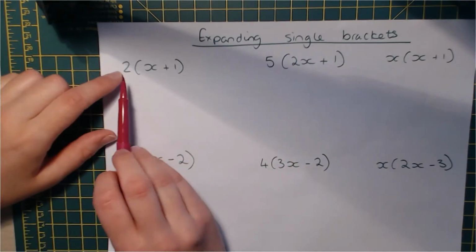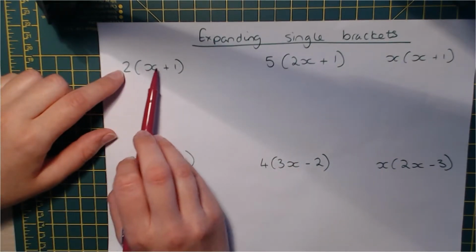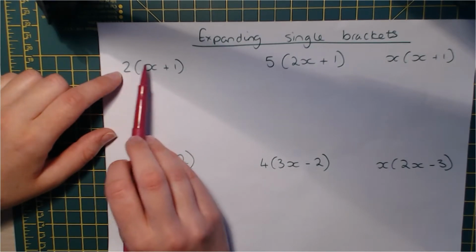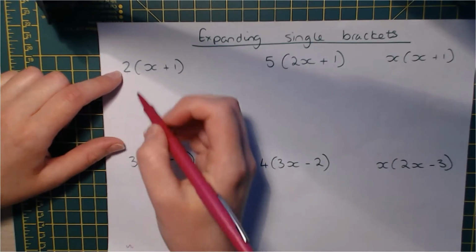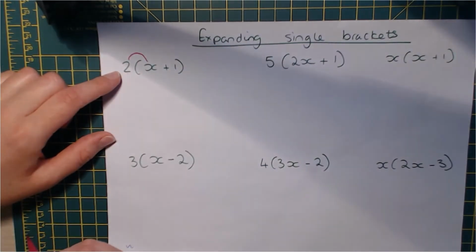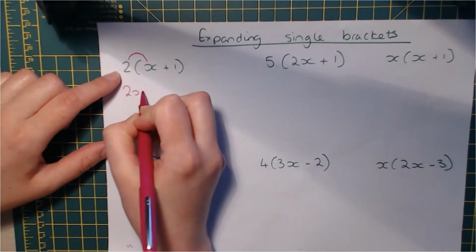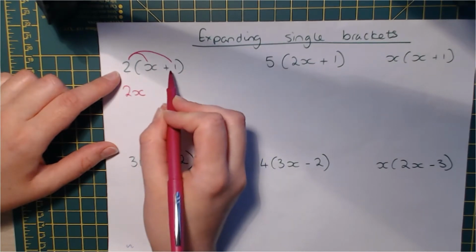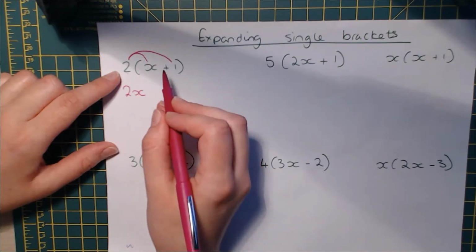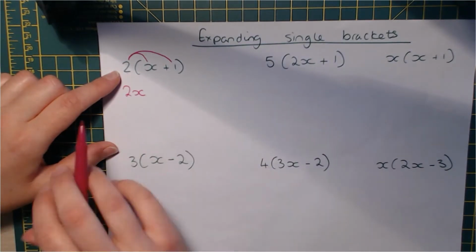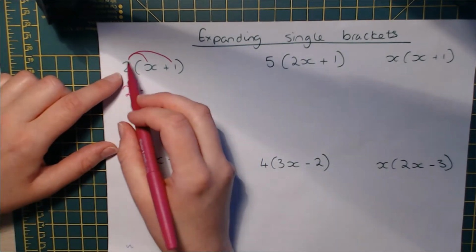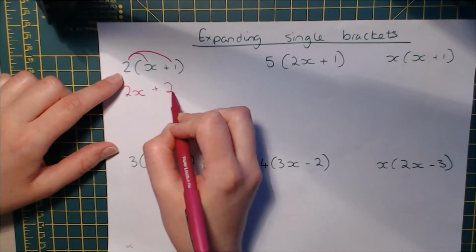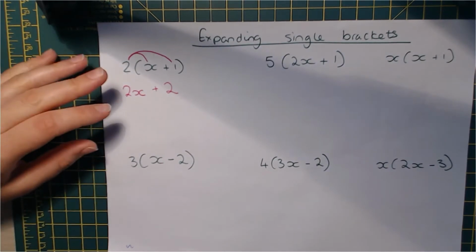But what we're doing here, basically, is multiplying this 2 by everything inside the brackets, okay? We don't know what the x is yet. The first thing you want to do is 2 multiplied by x, which gives us 2x. And then you're going to do 2 multiplied by the positive 1. Really important, I've said positive 1. You'll see why when we move on to some others in a moment. 2 multiplied by positive 1 is positive 2. So there's our answer.